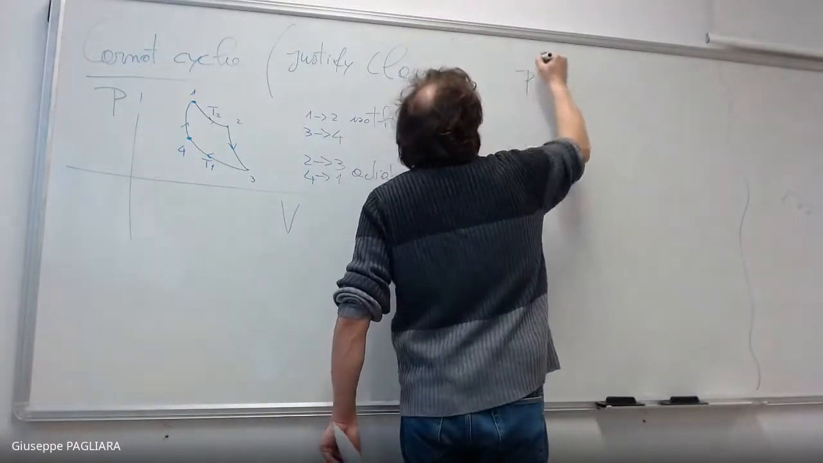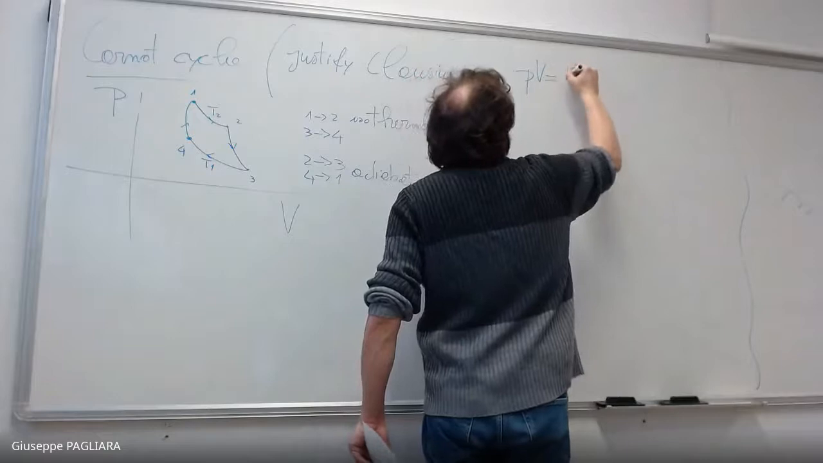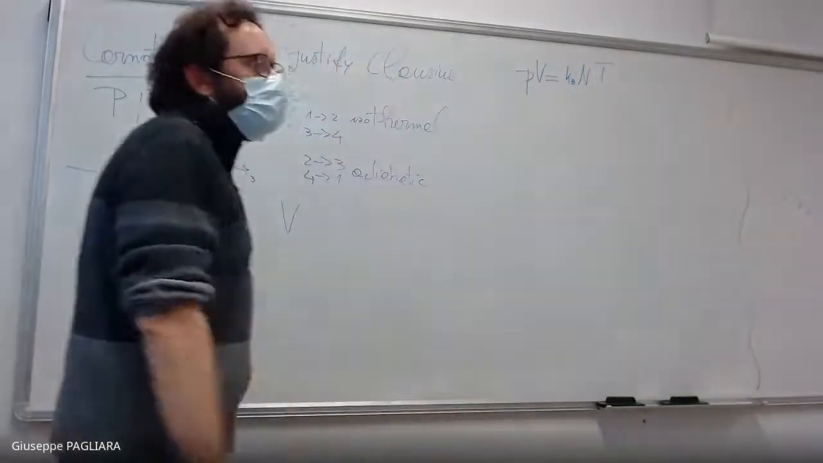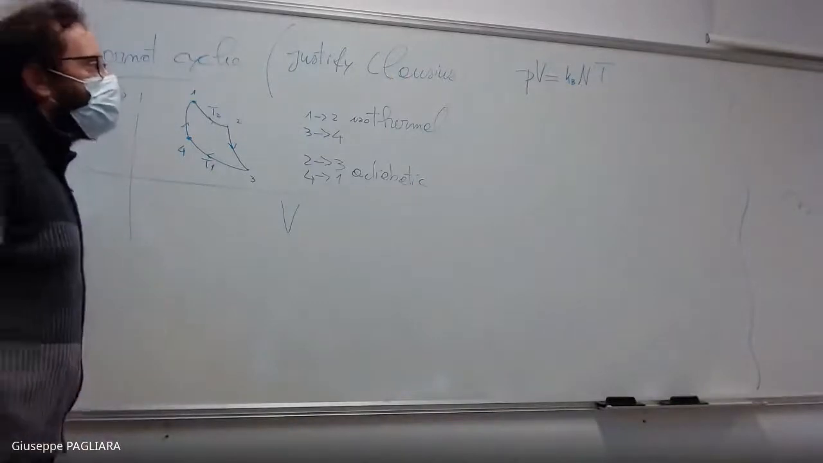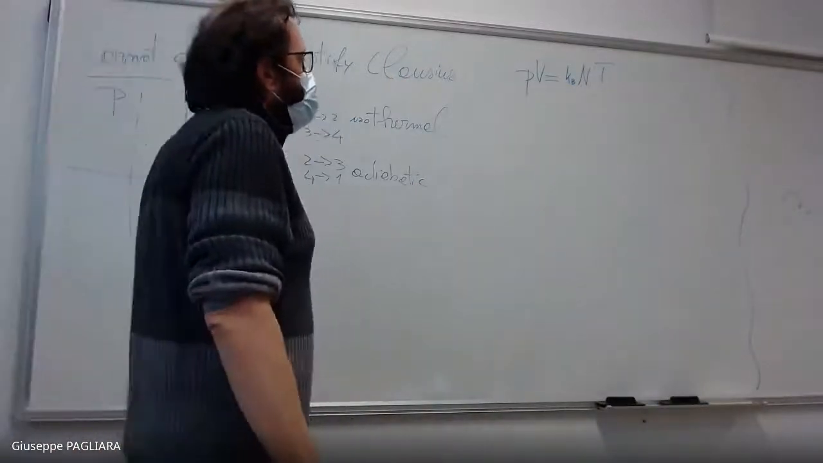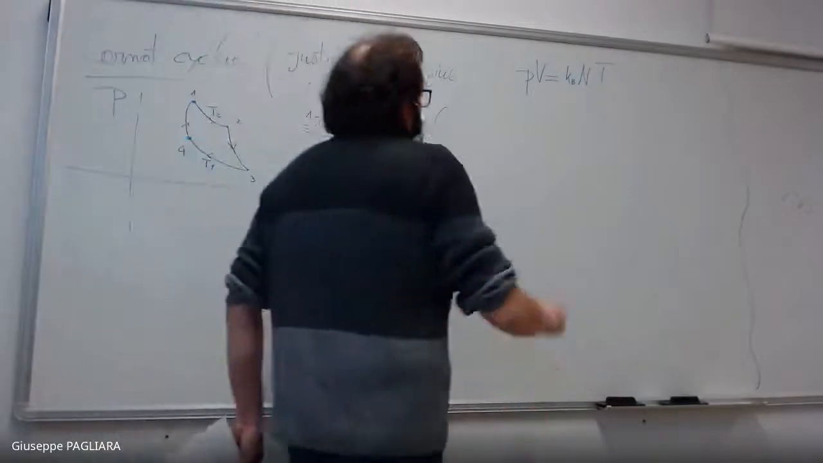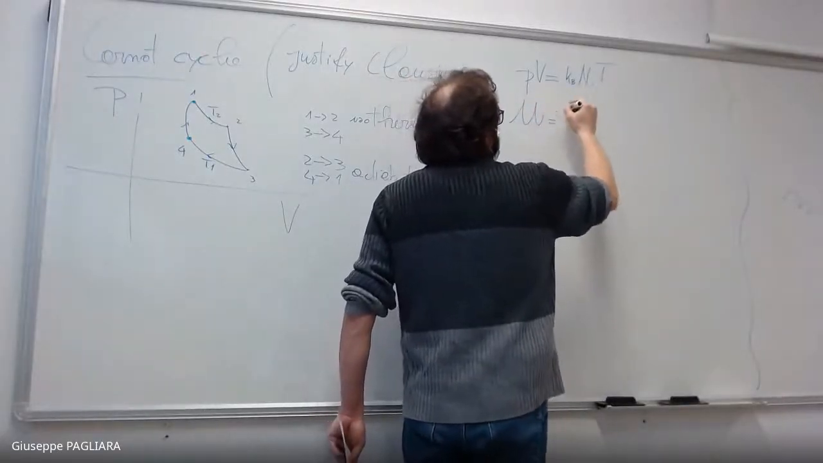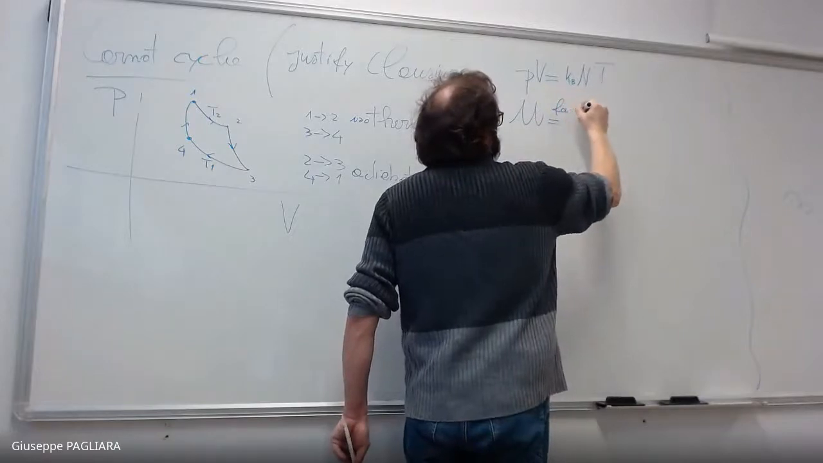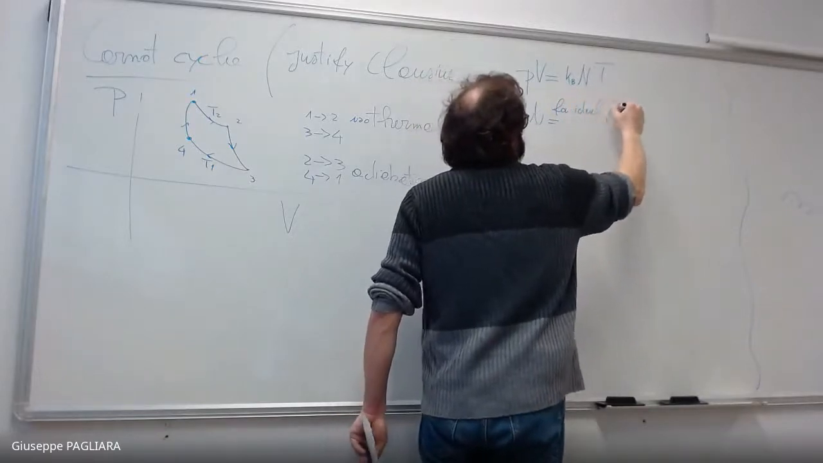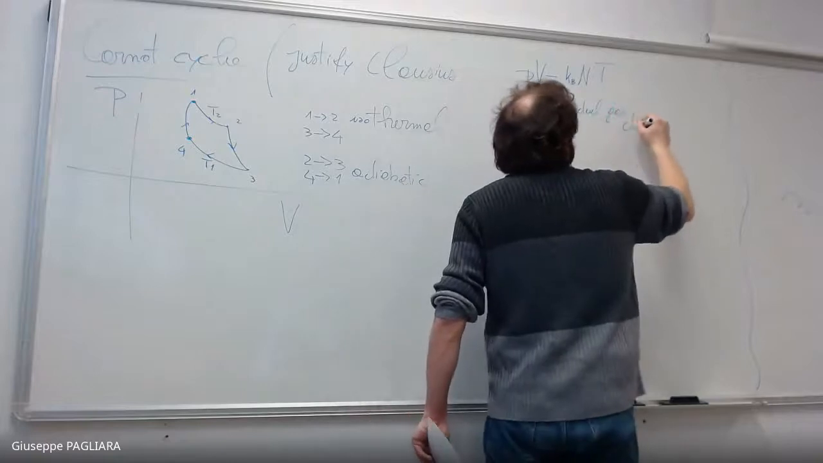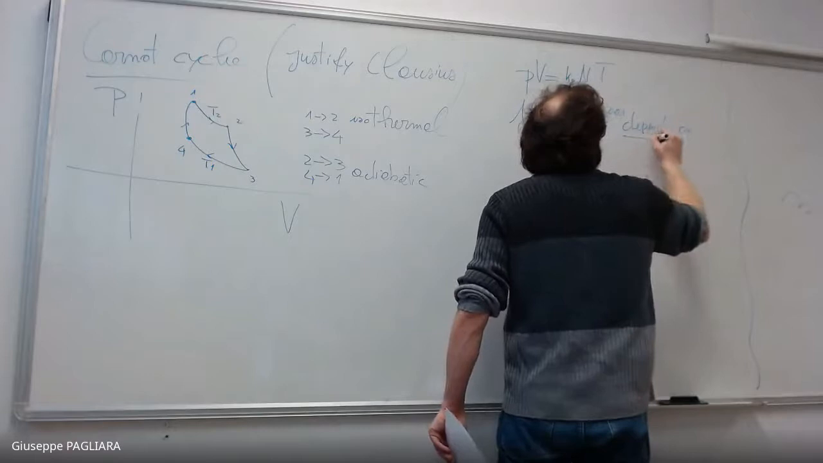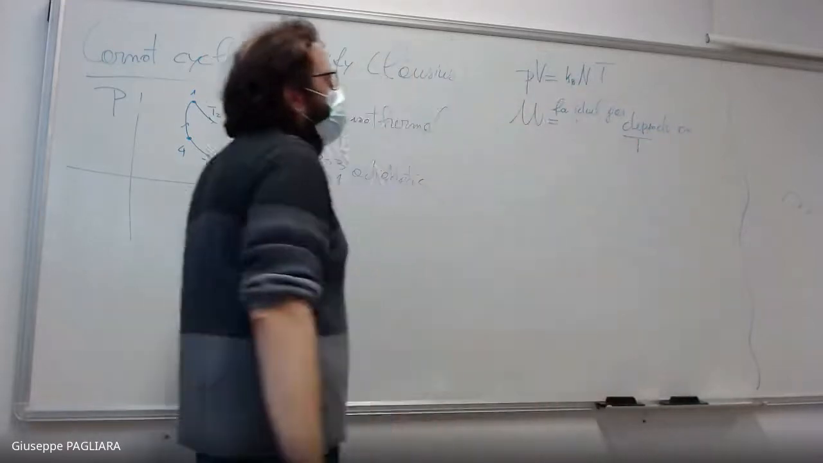Of course, one thing is the equation of state of the ideal gas, which is the following, where Kb is the Boltzmann constant. Let me also remind you that U for the ideal gas depends on T, just on temperature.